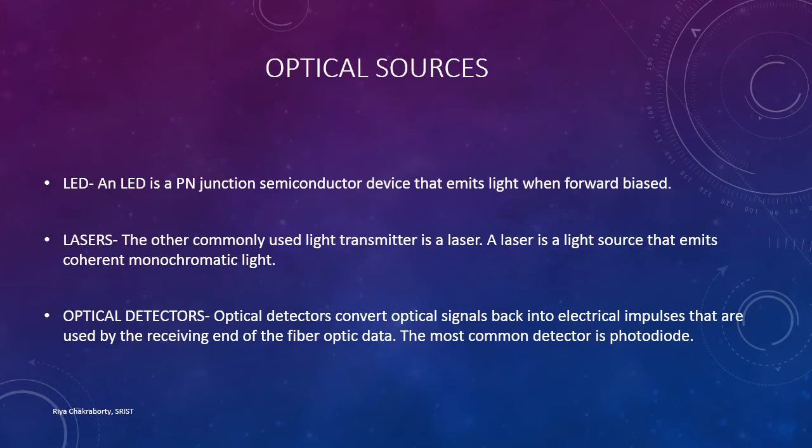There are some optical sources like LEDs, lasers, etc. And the detector is an optical detector or photodiode. An LED is a PN junction semiconductor device, we all know, that emits light when forward biased. When a free electron encounters a hole in the semiconductor structure, the two combine and give off energy in the form of light. So, semiconductors such as GaAs, gallium arsenide, are superior to silicon in light emission.